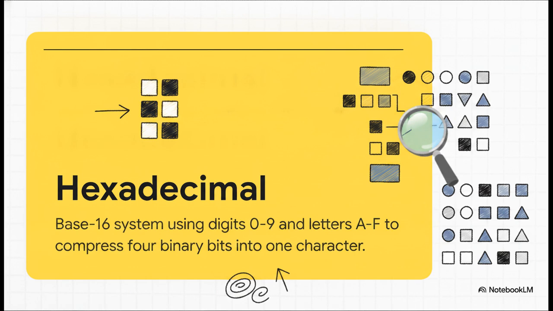Now, you might be wondering, why base 16? Well, it's because exactly 4 binary bits can represent up to 16 different values. This means we can perfectly compress a long, super unwieldy string of binary into a really compact, human-readable format. Instead of squinting at 4 separate ones and zeros, a programmer just reads a single letter or number.